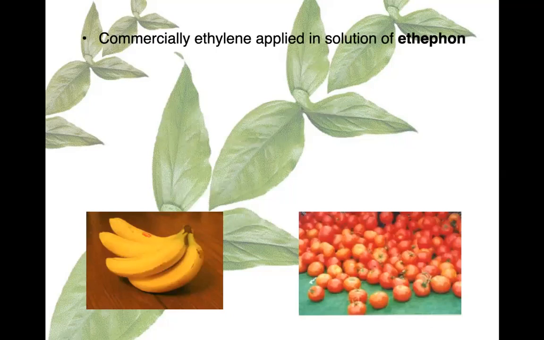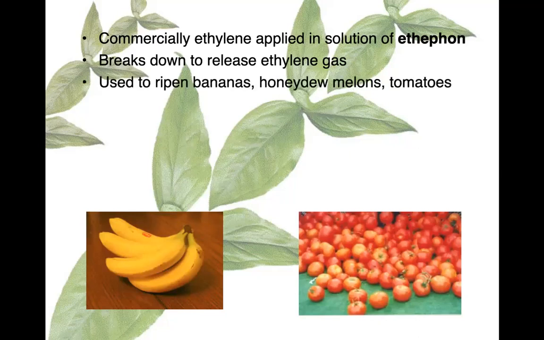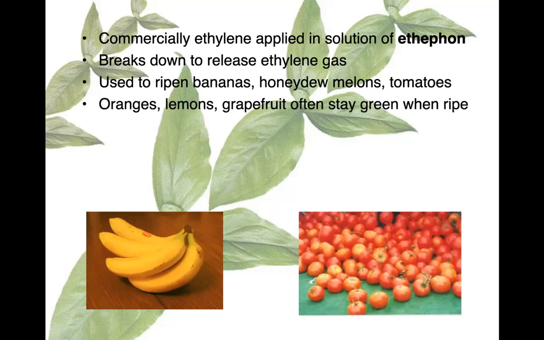Commercially, ethylene is applied through a solution of something called ethephon. Ethephon breaks down to release ethylene gas. This is used to ripen bananas, honeydew melons, and tomatoes. I'm sure there are other fruits, like the citrus fruits, oranges, lemons, and grapefruits, that even when they're ripe, a lot of times they stay green.